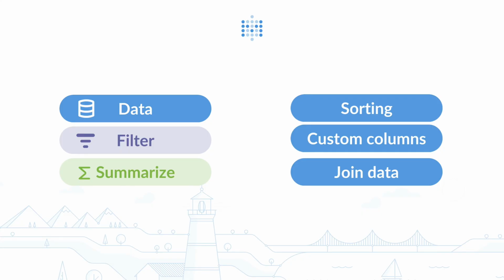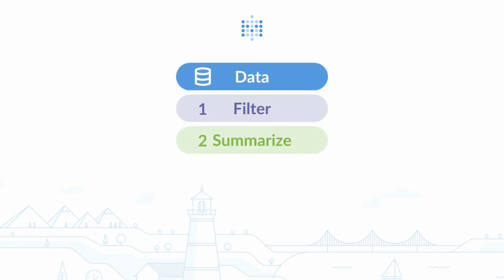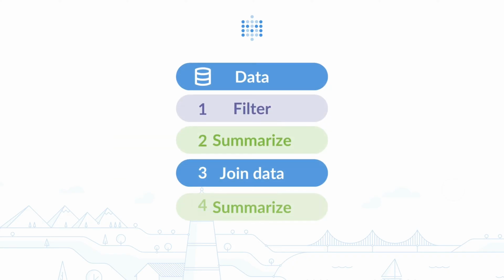Now, all these blocks that you can see can be combined in any order and can be used multiple times within a single question. And this is the beauty of the query builder. Let me tell you an example. You might start by filtering your data, then summarize it, join it with a different table, apply a summary to the joined data, and finish with another filter. Each step that you can see builds on the result of the previous one.